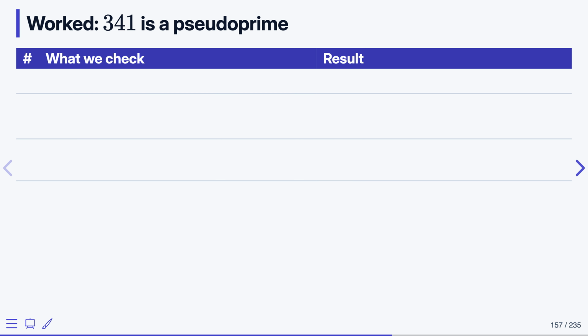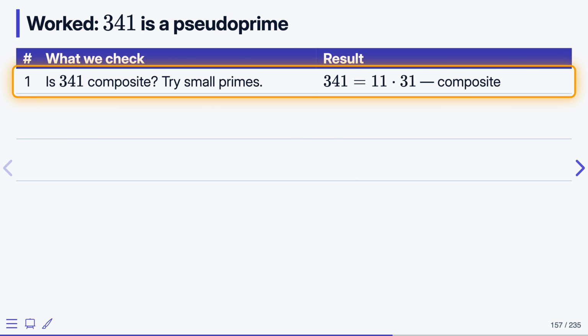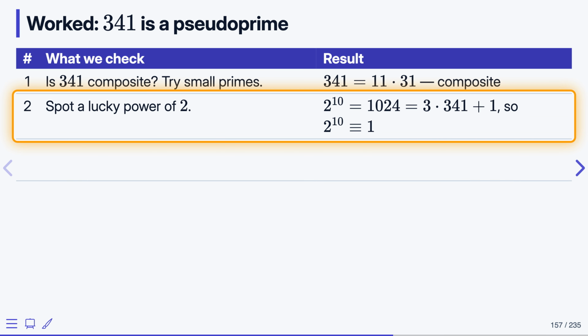This is the classic example worked through. Step 1. Is 341 composite? Try the small primes. 11 divides it. 341 is 11 times 31. So yes, it is composite. Step 2. Now the lucky break. 2 to the 10th is 1024, and 1024 is 3 times 341 plus 1. So 2 to the 10th is congruent to 1 mod 341.